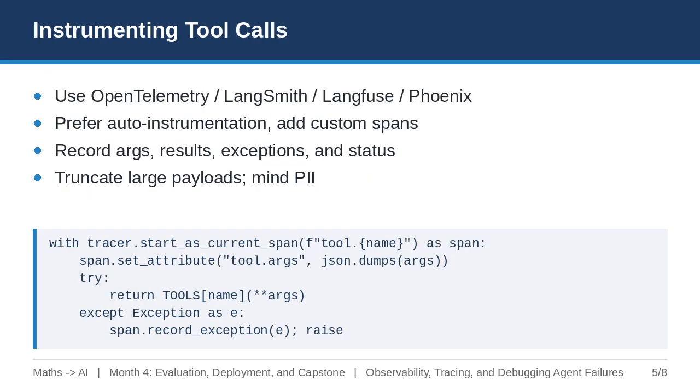Use a real tracing library rather than print statements. Frameworks often auto-instrument, but you'll wrap your own tool calls to capture arguments, results, and exceptions. Set the span status to error on failure, truncate huge payloads, and be careful about logging sensitive data; hash or sample where needed.